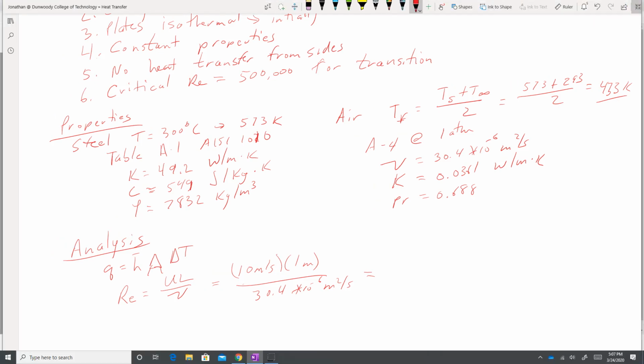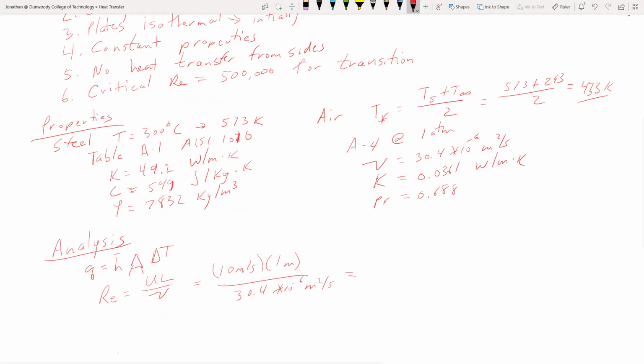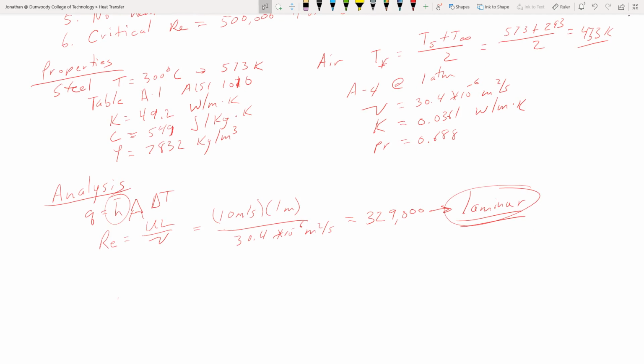So hold on a second, just running a little. Alright, I'm back. So we plug that in the calculator. We find that my Reynolds number is 329,000, give or take. So what does that mean? Laminar flow. So we need to find a correlation where we get laminar flow. We need an average heat transfer coefficient, and it's over a plate.